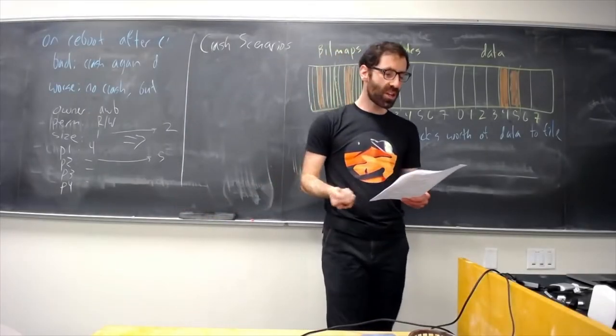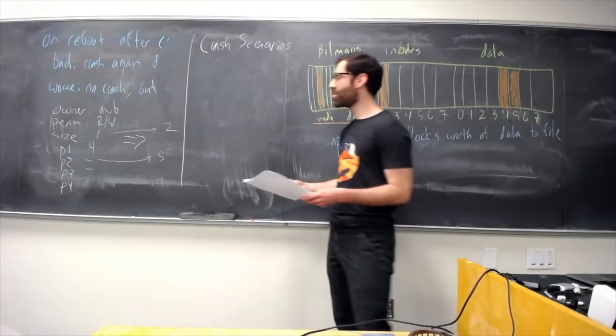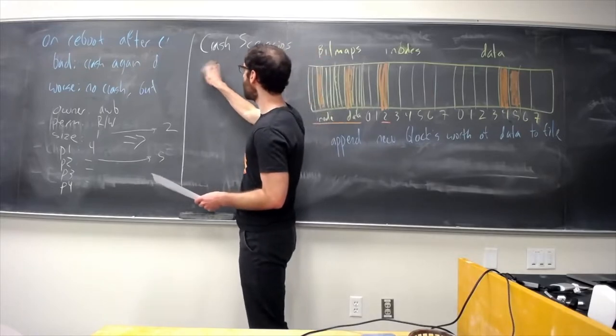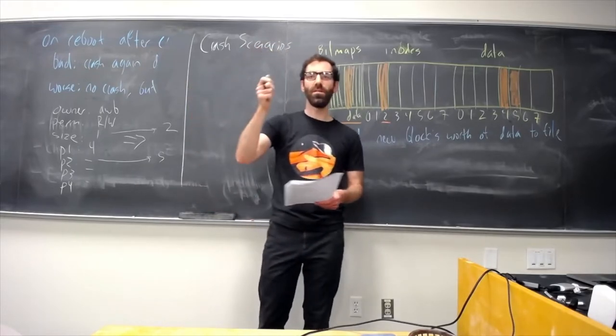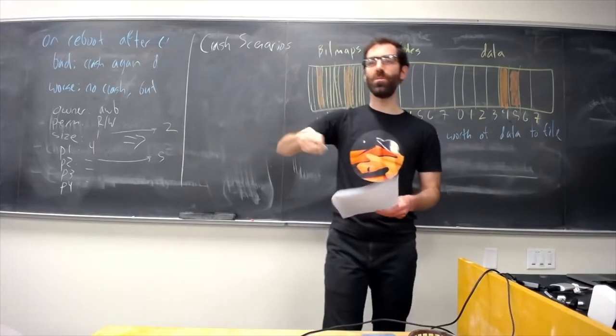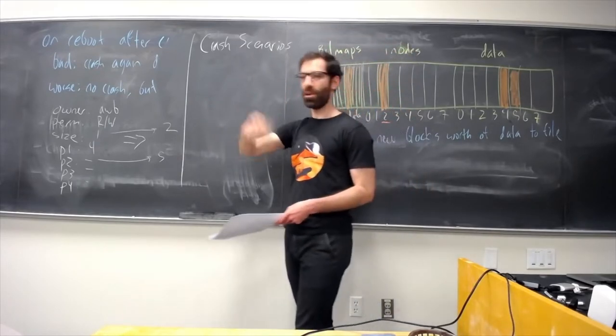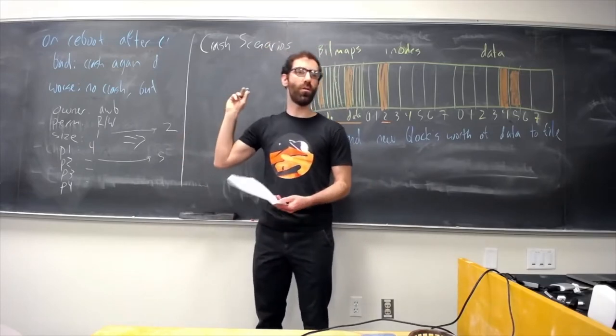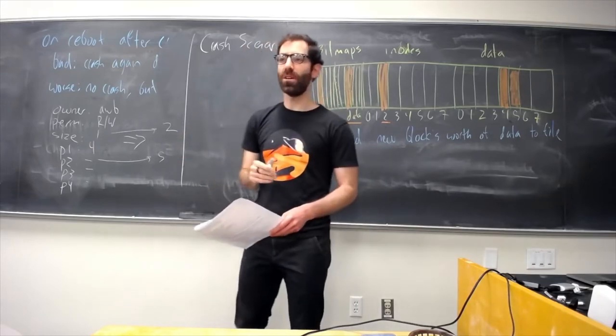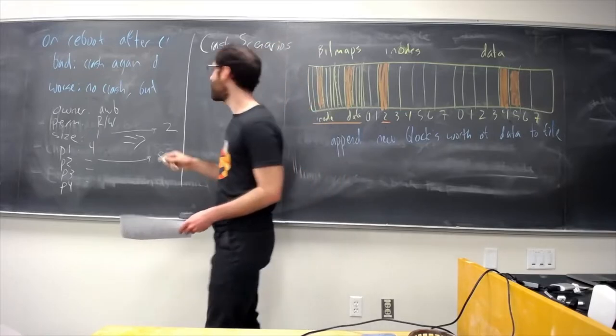All right, let's talk about some crash scenarios. Let's label these scenarios in terms of what actually got written to disk before the crash. So what's one scenario for part of this that could be written to disk? That's only the bitmap.